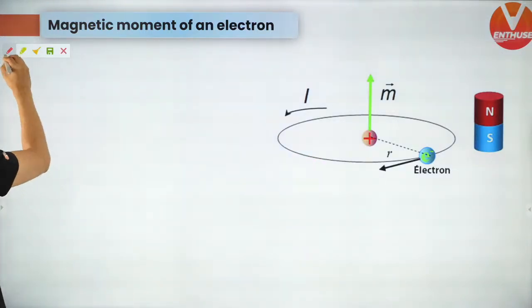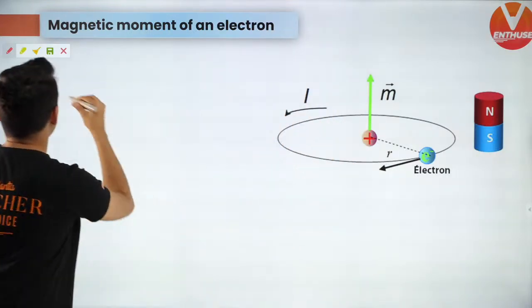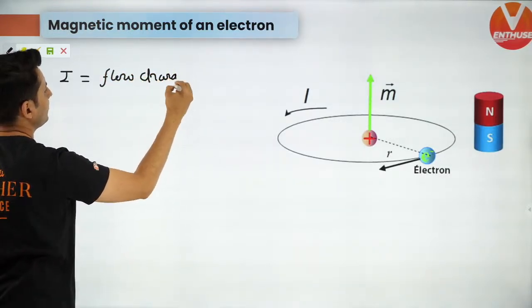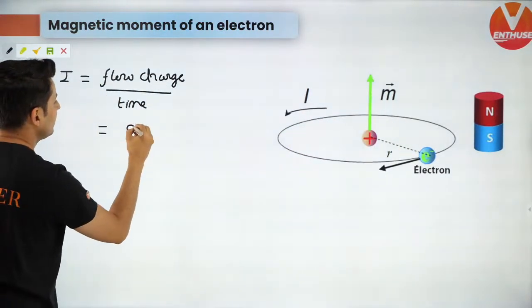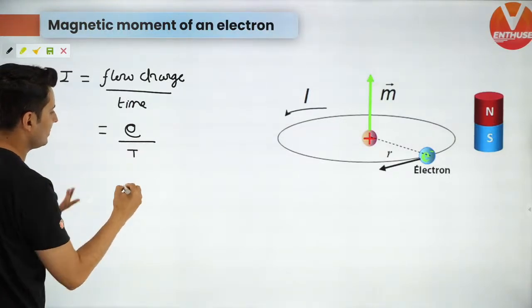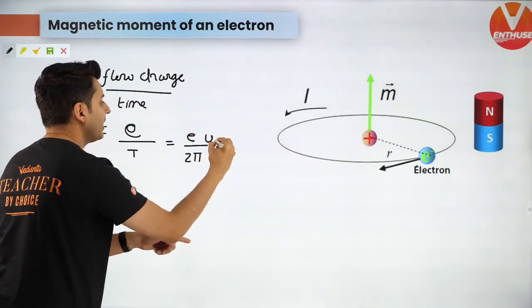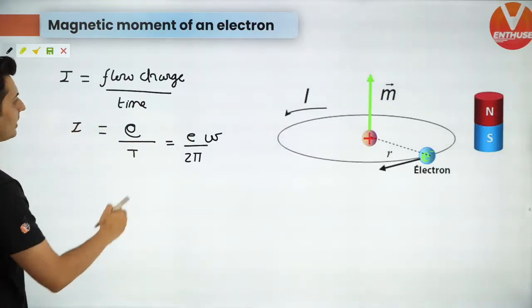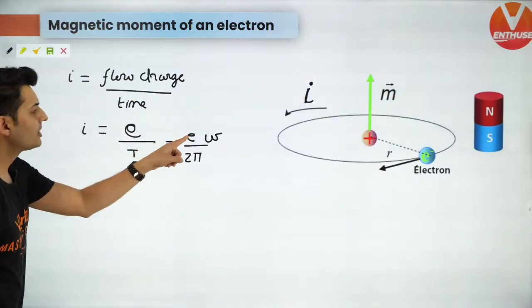Now, ideally speaking, if I had to find how much is the equivalent current, I will do it like this. Current is flow of charge upon the time taken. Now, how much charge flows in one complete circle? That's nothing but the electron charge. How much time does it take? It's just a time period. And what's the time period? Time period is 2 pi by omega. So omega will come on the top. So this is nothing but the current flowing through it. I'll put it as small i so that you don't get confused. Current is charge into omega by 2 pi.